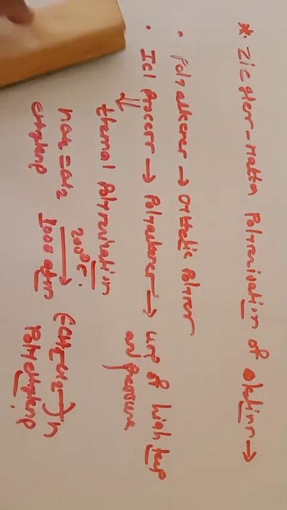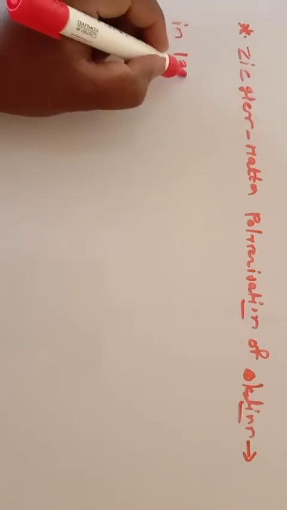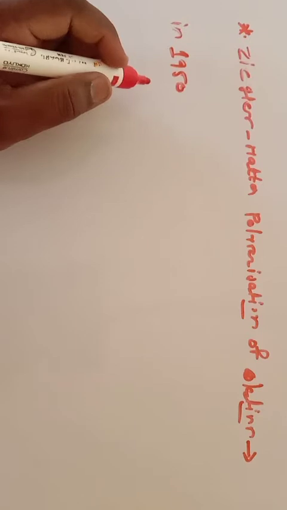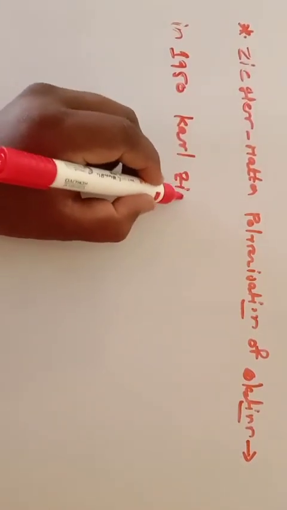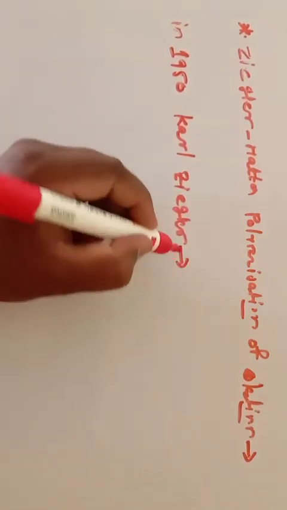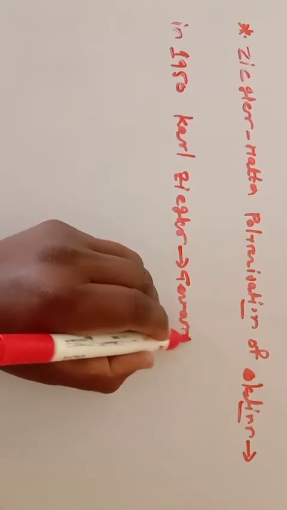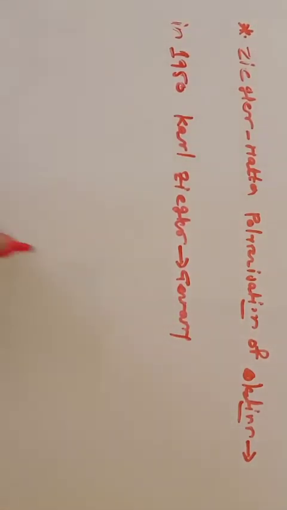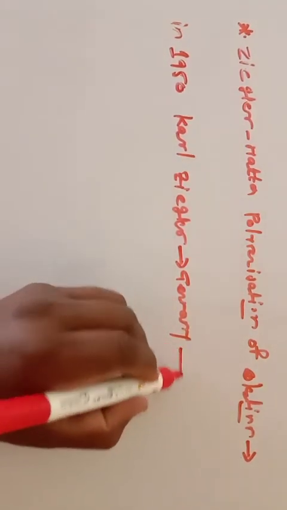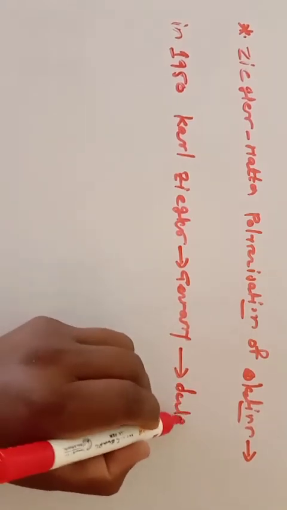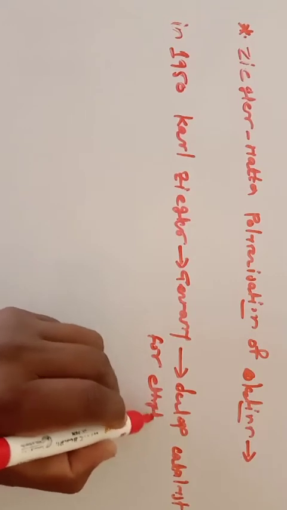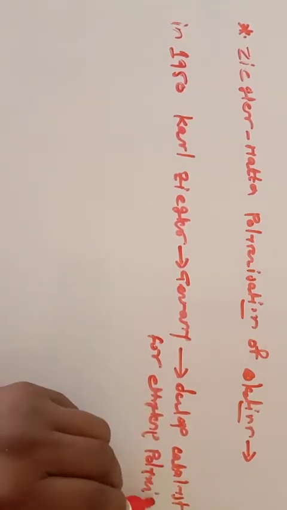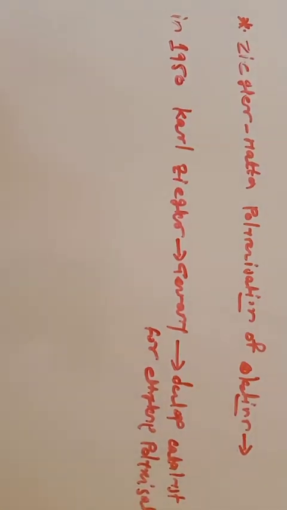The next important point is that in 1950, Carl Ziegler of Germany developed a catalyst for ethylene polymerization.